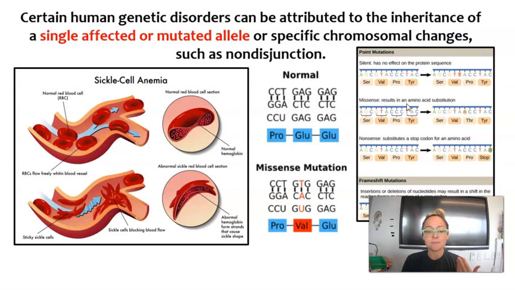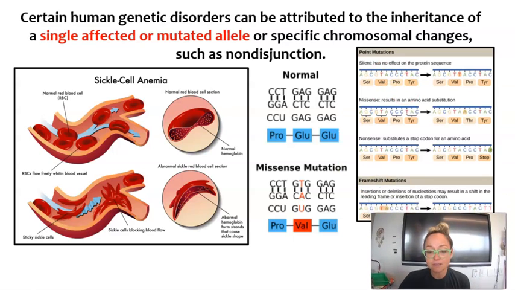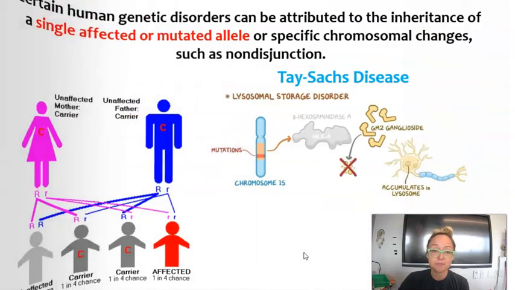And when the sickle cell version of hemoglobin folds up, it forms a straight chain, which causes the blood cells to form a sickle shape. So that is an inherited disorder that is due to a single gene mutation. Another example of this would be Tay Sachs.